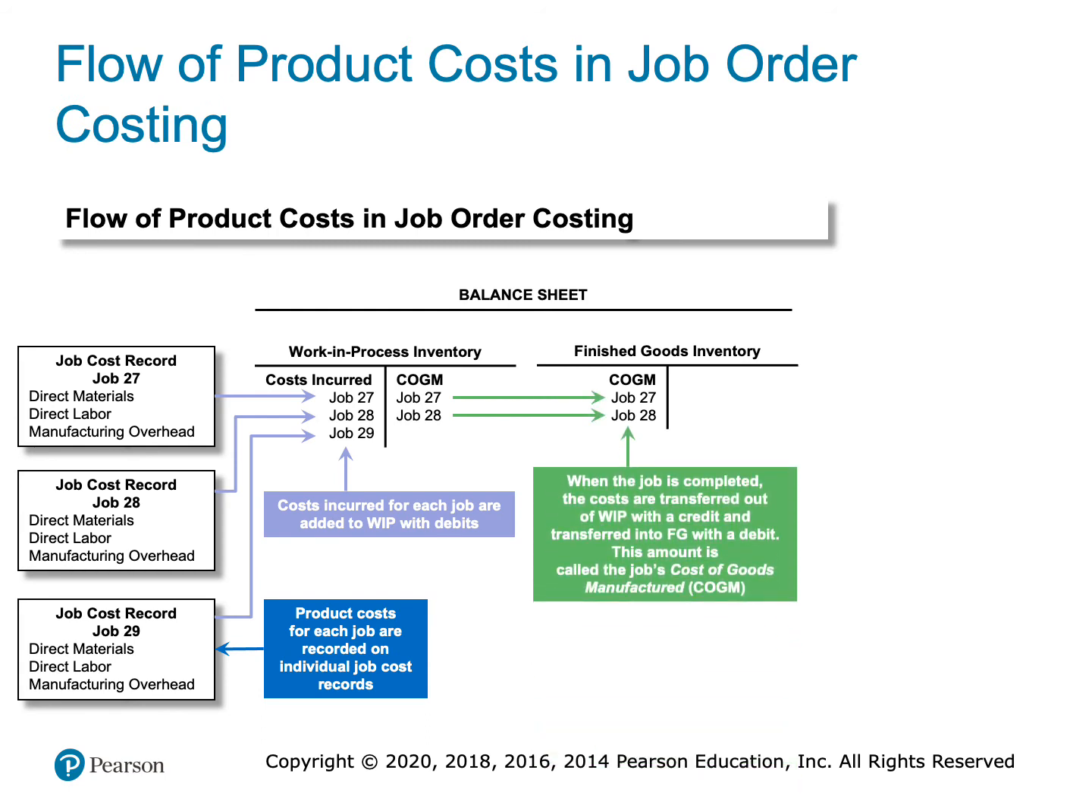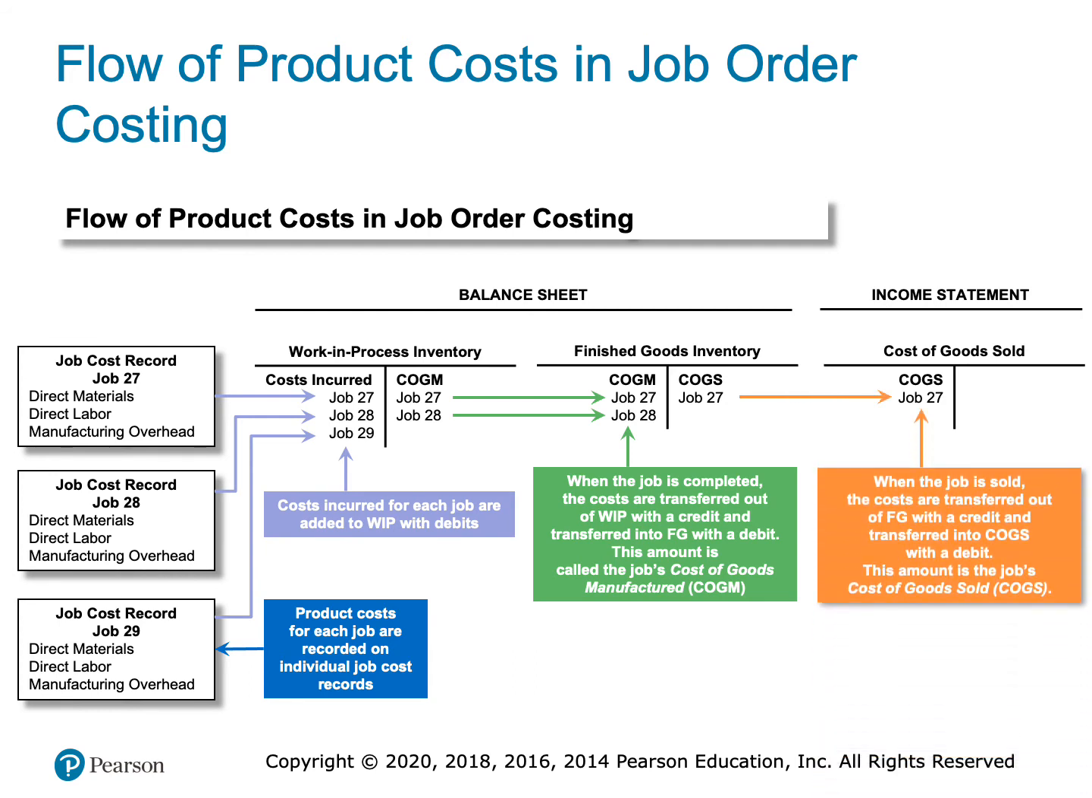So here we can see in this example, we finished job 27 and 28. We moved those out of work in process into finished goods. We know exactly how much to move out because it's the total of those job cost sheets. And then in this case, the thing that's left in work in process is job 29. That's the thing that we haven't finished yet. That's what's still in work in process.